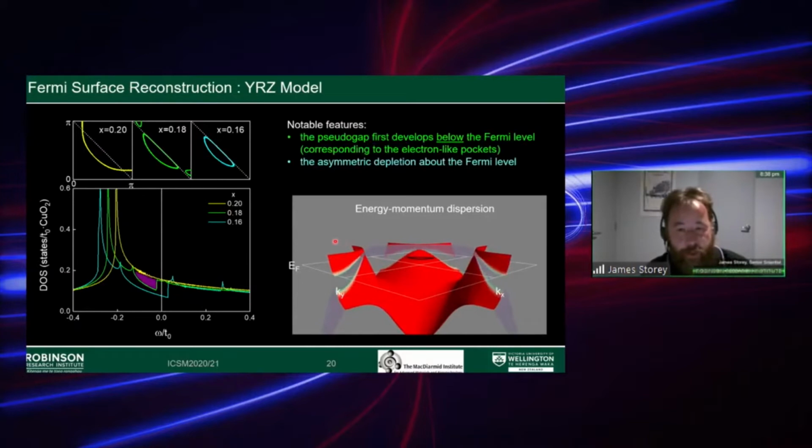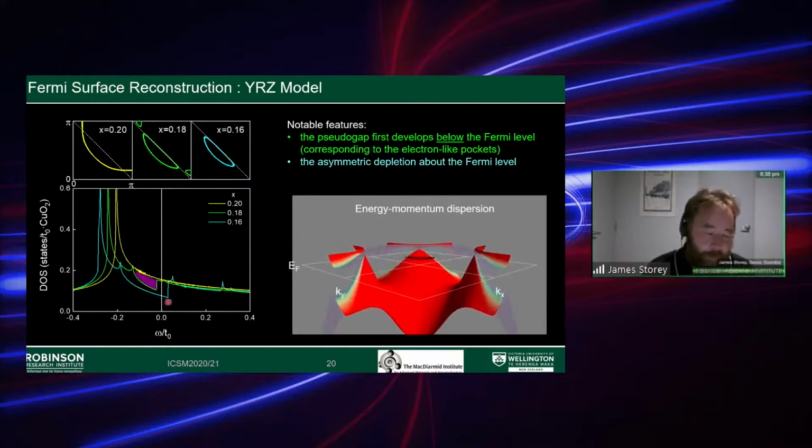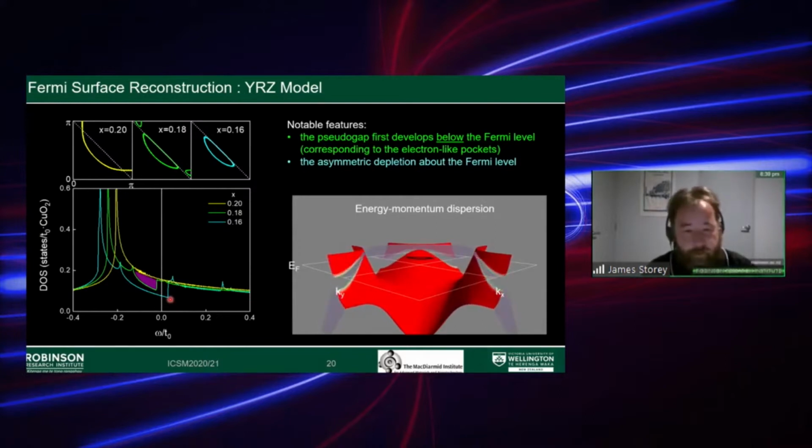Some key features to note are that in this picture, the pseudogap first appears entirely below the Fermi level. Also, as the electron-like pockets begin to disappear, the pseudogap then begins to span the Fermi level. Note too that, as mentioned by our last speaker, there's a particle-hole asymmetry in the pseudogap. And furthermore, this gap appears to be non-state conserving, so it has that property which would describe the specific heat also.